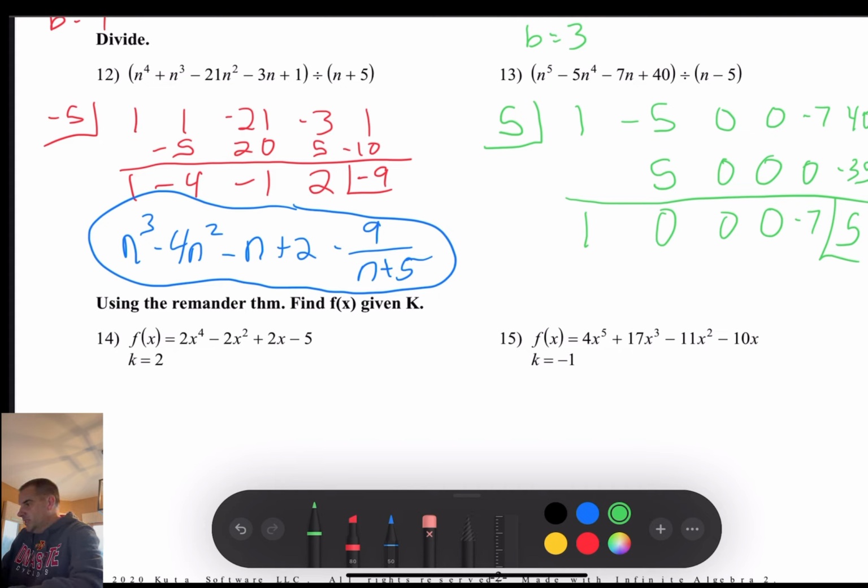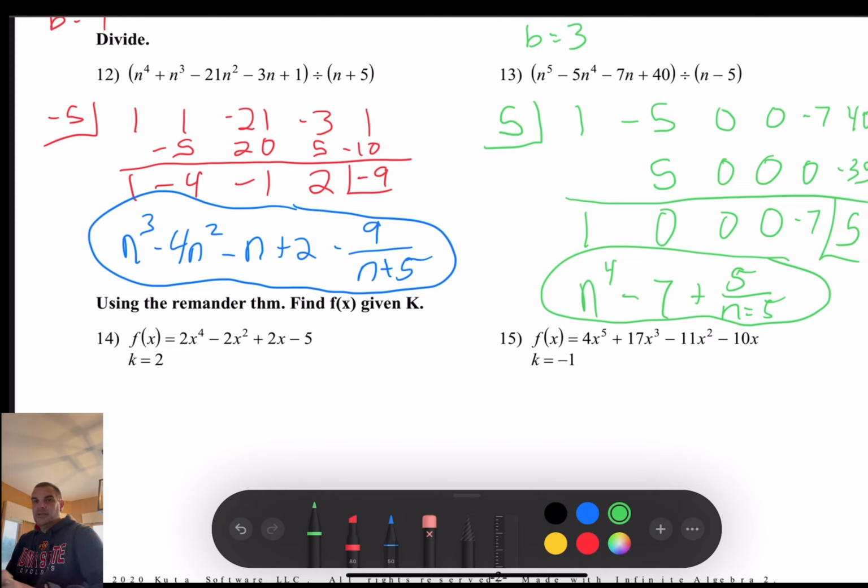So the first one is n to the 4th. I don't have an n to the 3rd, an n to the 2nd, or an n, so it's n to the 4th minus 7 with the remainder, and you could put a plus there, of 5 over n minus 5. And there's your solution.